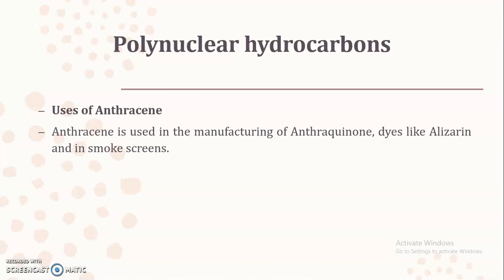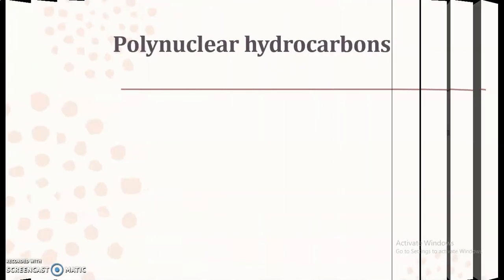These anthraquinone moieties are also present in different dyes like alizarin. Alizarin is one of the natural dyes that is used for dyeing different fabrics. Now this is prepared synthetically by using anthracene, which involves the presence of anthraquinone as a nucleus. Also, anthracene is obtained in some smoke screens.